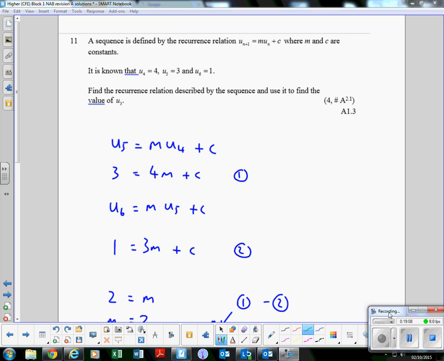Question number 11. A sequence is defined by this recurrence relation, and we are given 3 values in the recurrence relation.